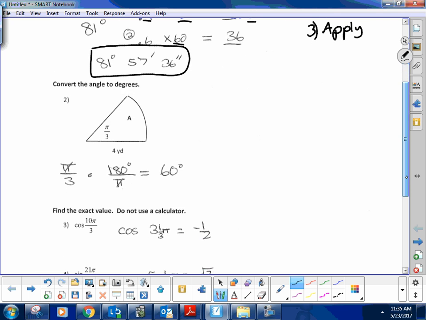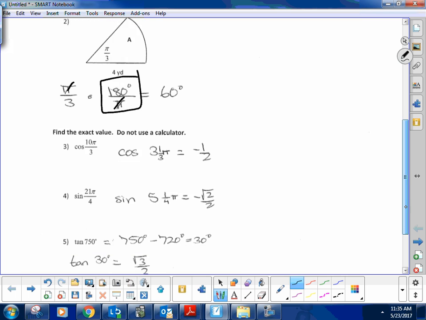Now question 2, convert the angle to degrees. The most important thing to remember here is this formula: you multiply your radians by 180 over pi. And it's really easy if you had to do it the other way around, degrees to radians, it's just pi over 180. The pi's cancel, and you end up with 60 degrees.